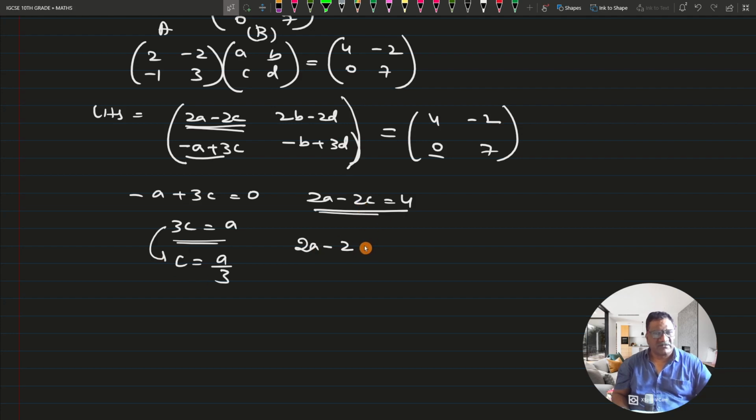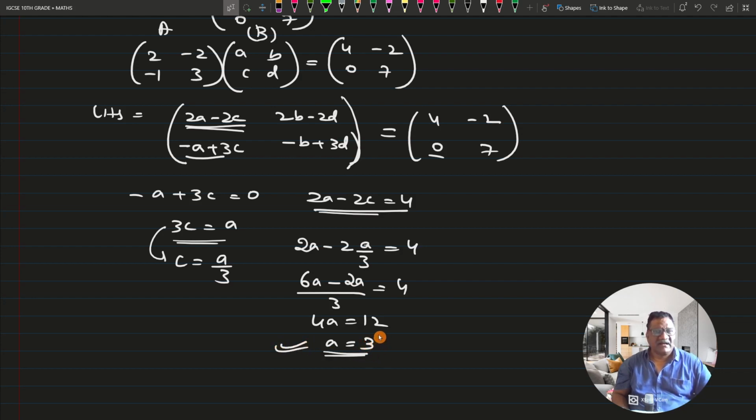So here instead of this c I am going to write a upon 3. This is equal to 4. Now from here I can get this a. Okay, so what I will do is 3 2s are 6a minus 2a upon a 3 will be equal to 4. So 6a minus 2a is 4a equal to 3 4s are 12. So a will be equal to 12 upon 4, that will be 3. So I am getting a equal to 3.